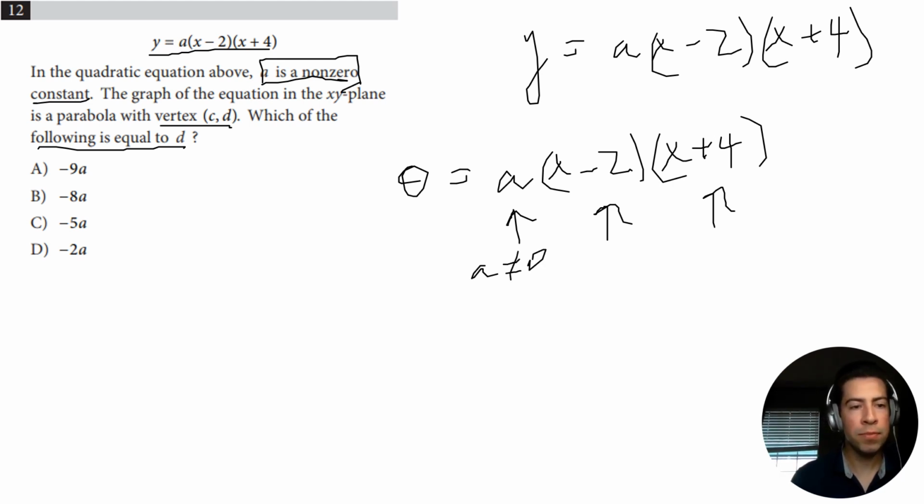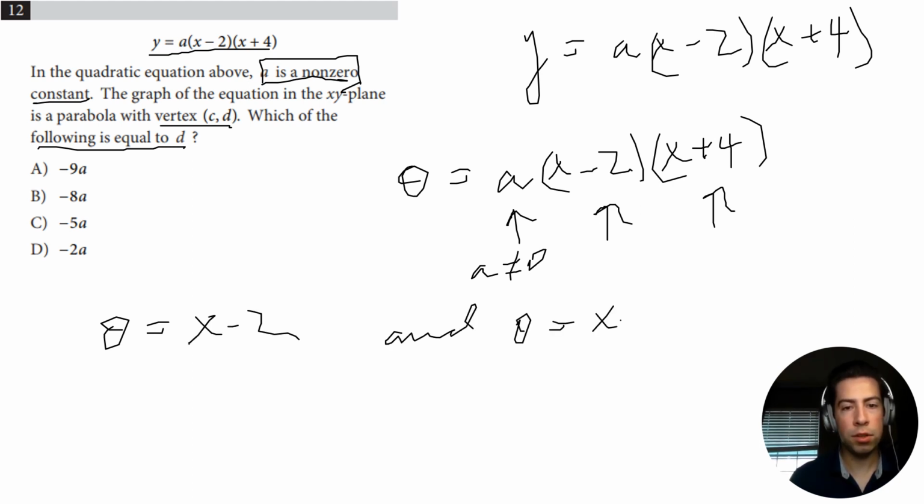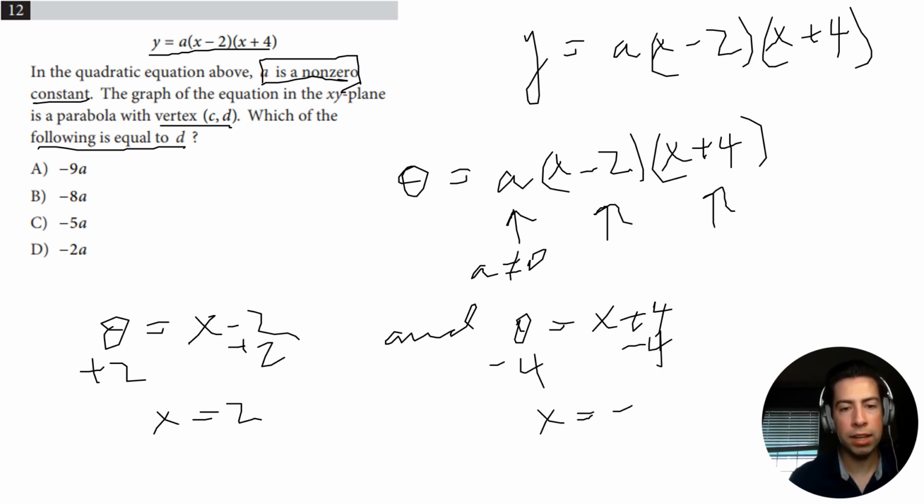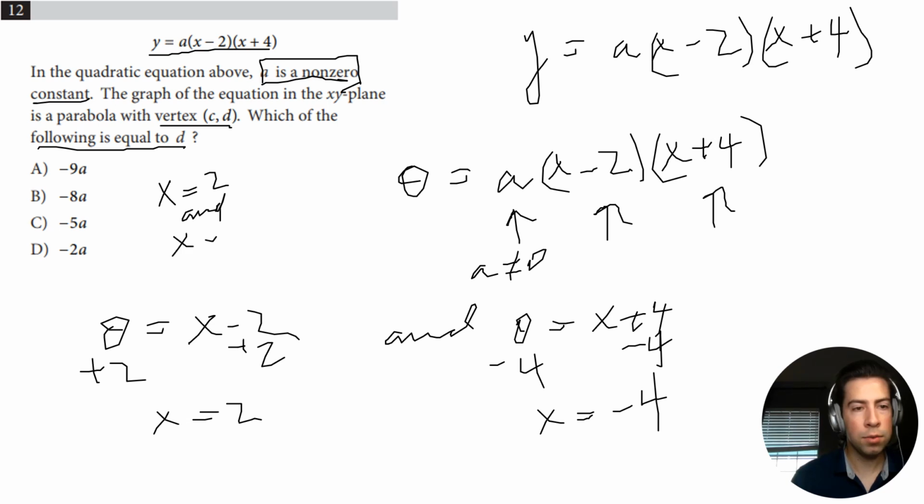So what I'm going to do is say, all right, let's try 0 equals x minus 2, and then 0 equals x plus 4, and let's solve for x. In this case, I'm going to add 2 to both sides and get x equals positive 2. And over here, I'm going to subtract 4 from both sides, and I'm going to get x equals negative 4. All right, guys, this is super important, so let me write it up here. I have x equals 2 and x equals negative 4.